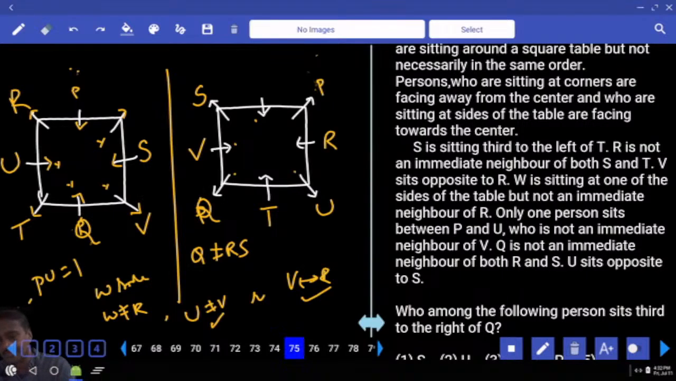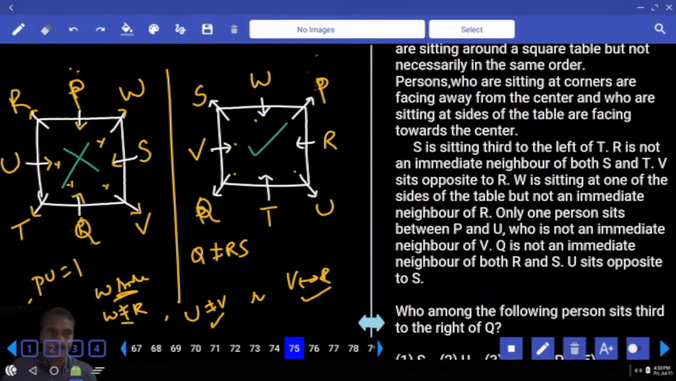Now if Q is here, where should P be? P is here. Finally we are left with W. W is here. W and R are not adjacent to each other. Here W is at the corner, and that case is completely ruled out. Now we are left with only this information. This is about questions 75 to 79. Note this down.